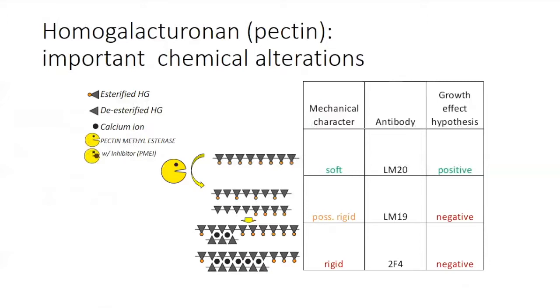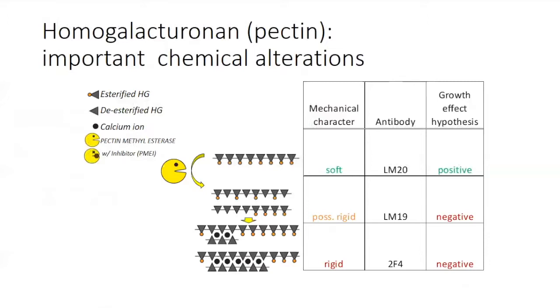As soon as you can calcium cross-link, you should be more rigid. That makes sense. It's like making jam. You're setting the jam. And we have some antibodies that actually let us look at the presence of these different epitopes within the cell wall, which is what we're going to look at next. But we can make some hypotheses about what we think might be happening with respect to growth.